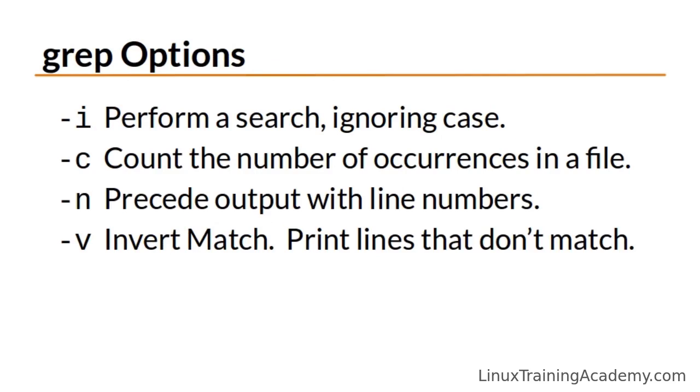-i will perform a case-insensitive search. -c will display the number of recurrences that it finds in a file. -n will precede the output with line numbers. And -v will do an invert match. This returns lines that do not match the search pattern.